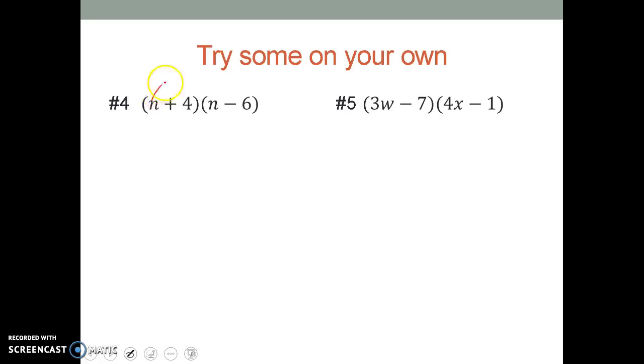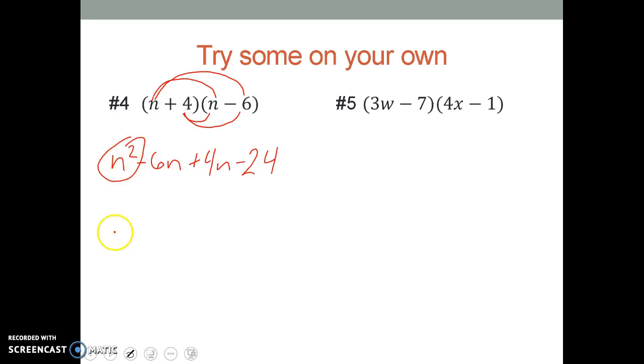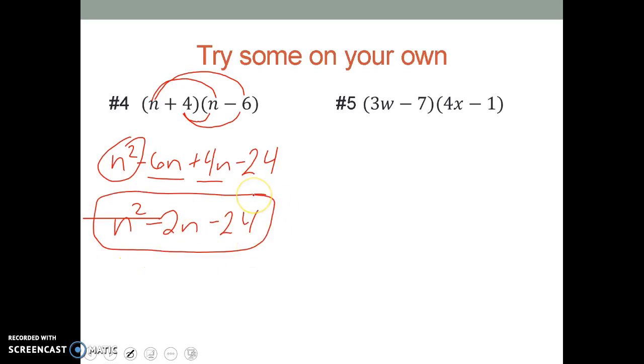Hopefully for number 4, this is what you were able to come up with. N times n gives you n squared. If I take n times negative 6, that's negative 6n. Then I want to multiply my inside terms. 4 times n is 4n. 4 times negative 6 is negative 24. So the answer for number 4, if I combine my like terms, I have 1n squared. But then I have a negative 6n plus a 4n, which is a negative 2n. And then the minus 24. And so n squared minus 2n minus 24 is what you should have had for number 4.